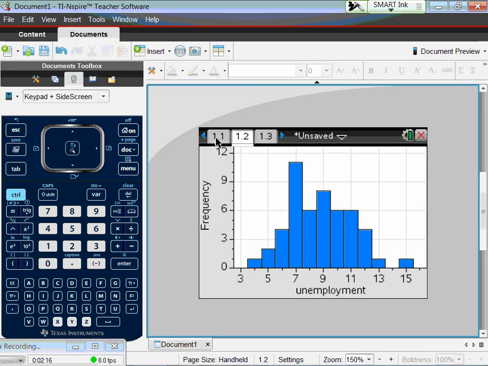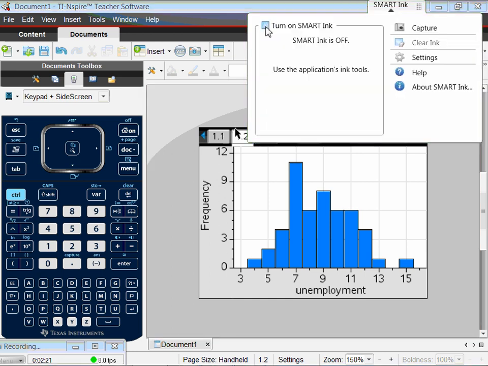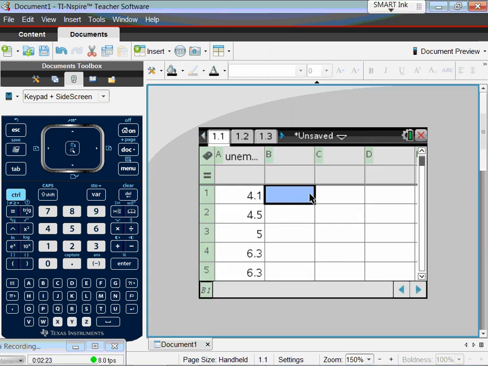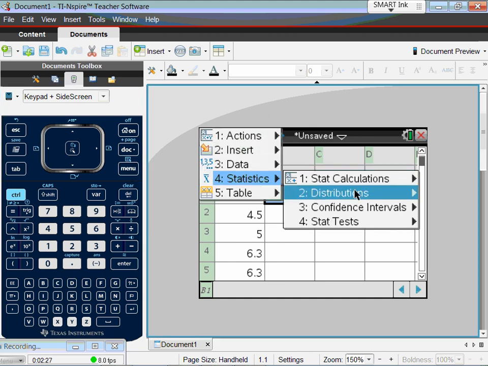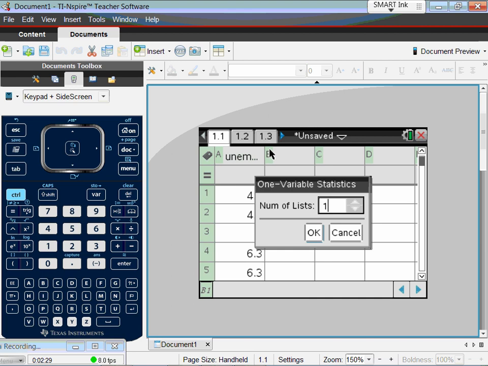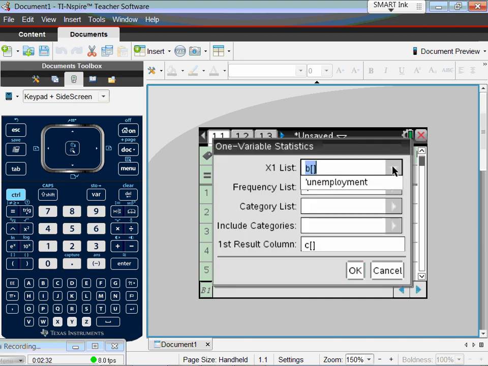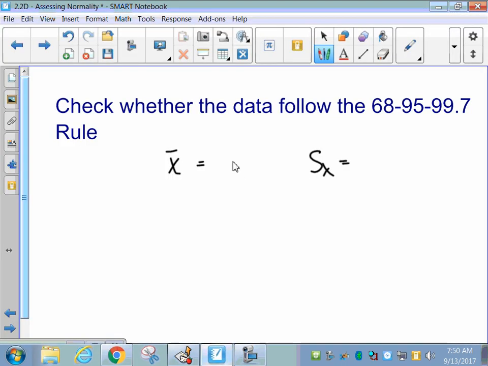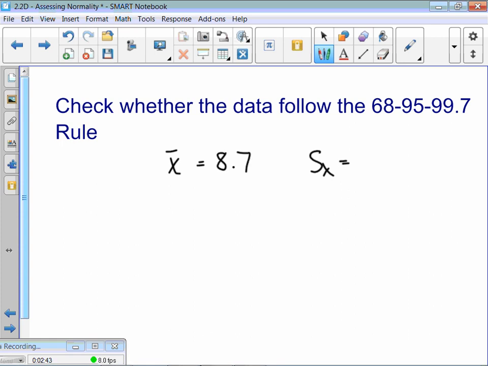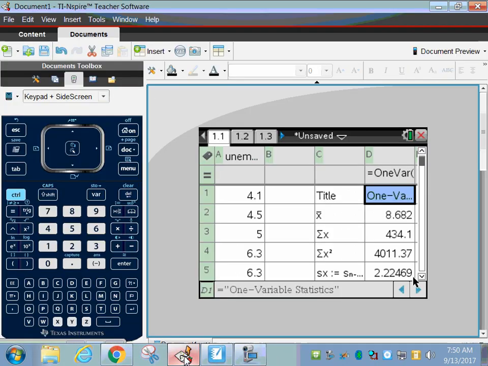Everybody go back to your spreadsheet, and you can do it in this section here. Press Menu, Statistics, Stat Calculations, One Variable Statistics, and put unemployment in there. And we get our mean of 8.7 and our standard deviation of 2.2.